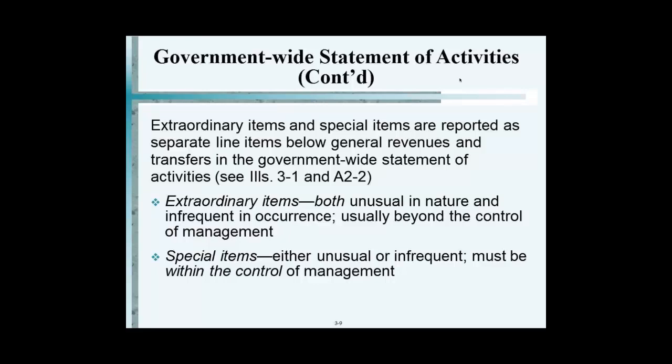So let me give you an example. There's a local government in Florida. And there's a hurricane. Comes and does a lot of damage to government buildings. So the question is, is it an extraordinary event or not an extraordinary event? Or is it a special item? So let's take a look at extraordinary items. By the way, extraordinary items are mostly costs that government incur, something that happens, which is not normal, okay? Both unusual in nature and infrequent in occurrence. Are hurricanes in Florida unusual in nature and infrequent?